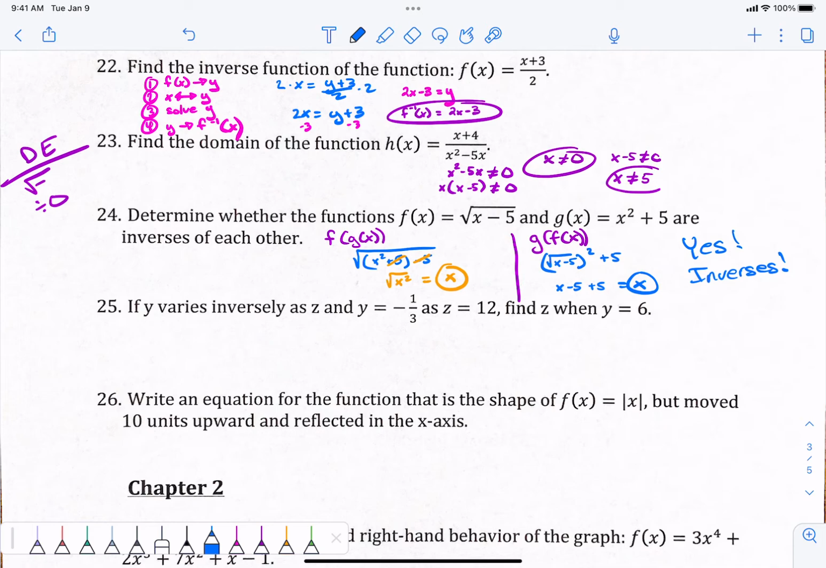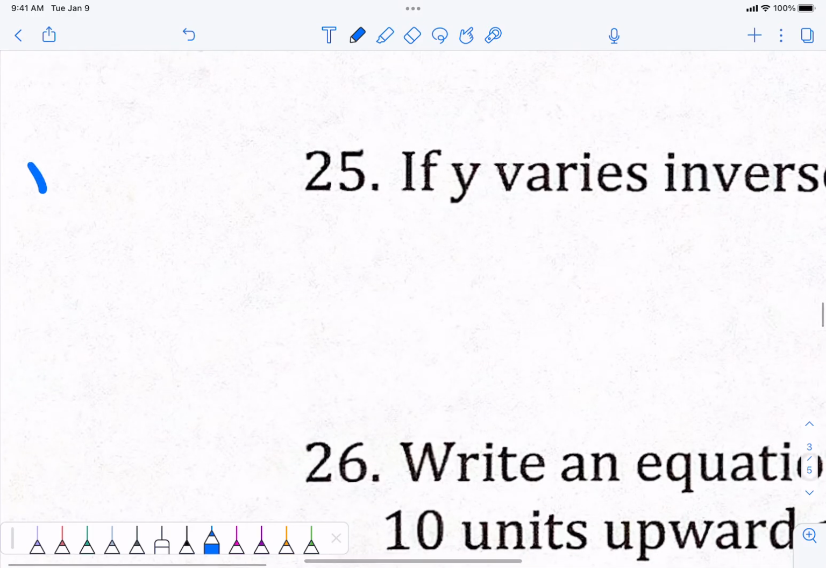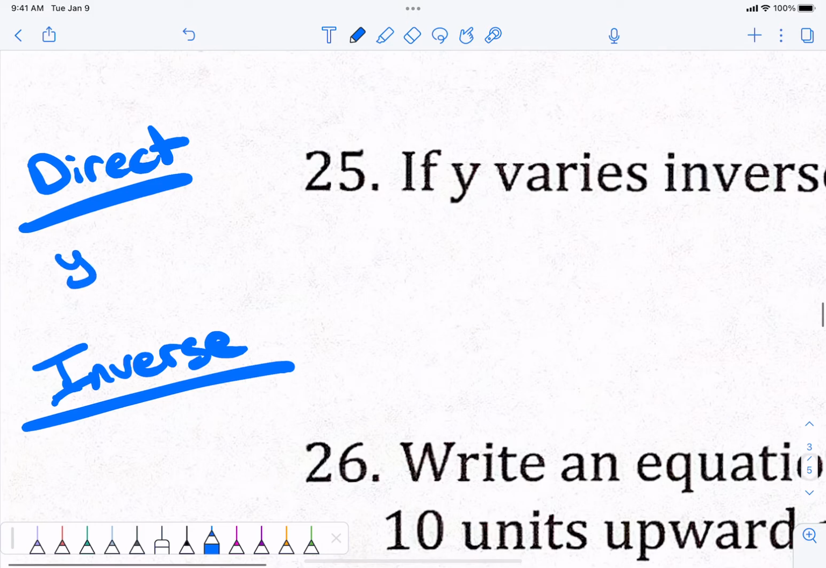Needs to equal 0. Or not 0, x. All right, 25. We're talking about variation functions. This one is varying inversely. The two that I could possibly do are direct variation and inverse variation. Direct variation is just like a linear function. You have y equals kx.